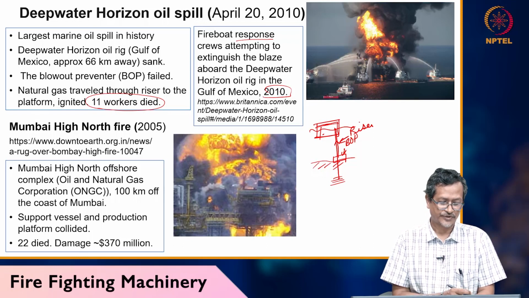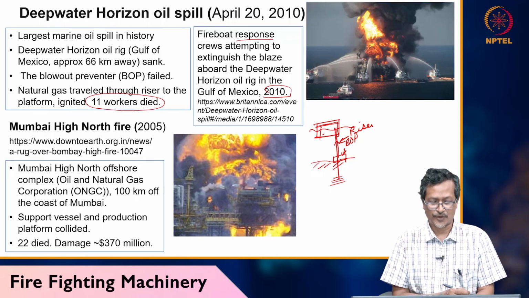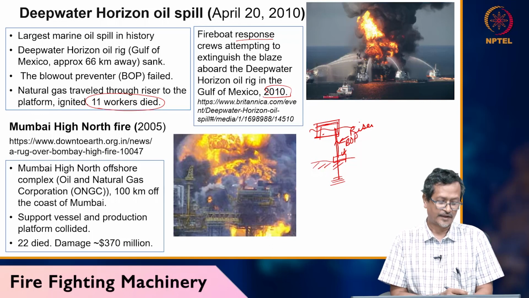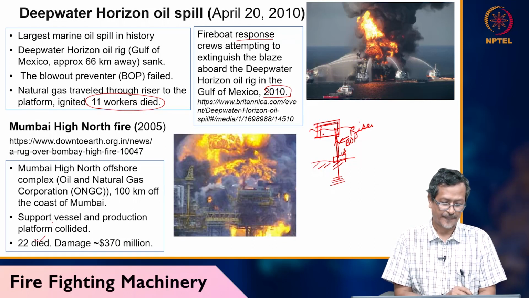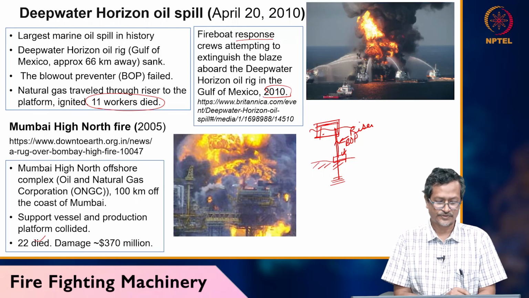A support vessel and a production platform collided. Normally spar platforms are there in Mumbai offshore, and they have been producing for about the last 50 years. About 22 engineers died and it caused damage of about 370 million USD. So a huge amount of loss was there.